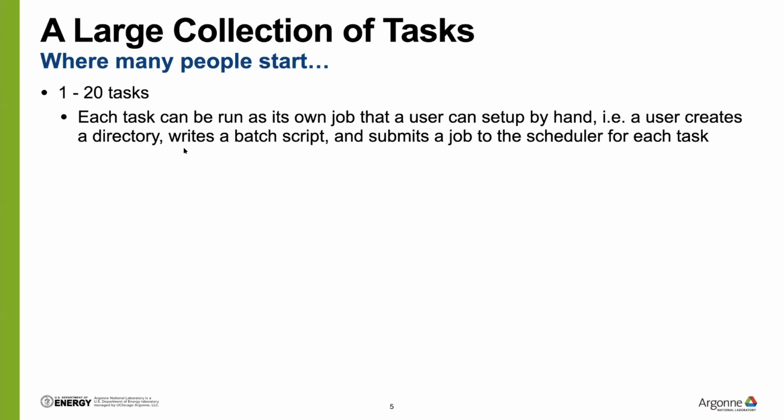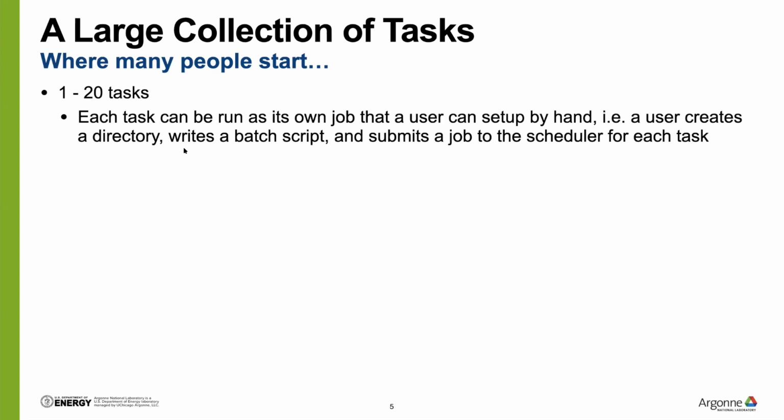This is sort of human scalable. Each task can be run as its own job on the scheduler that a user can set up by hand. So for example, you could write a directory, write a batch script, submit it to the scheduler, and that's that. A human can type all of those commands pretty easily.